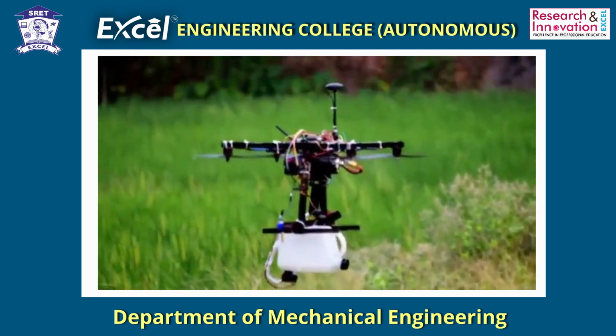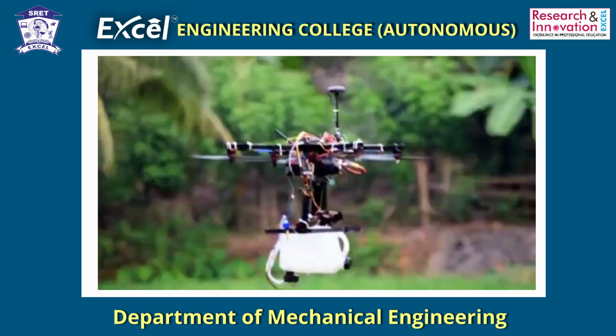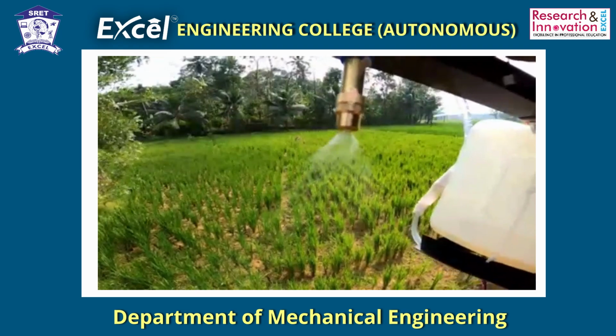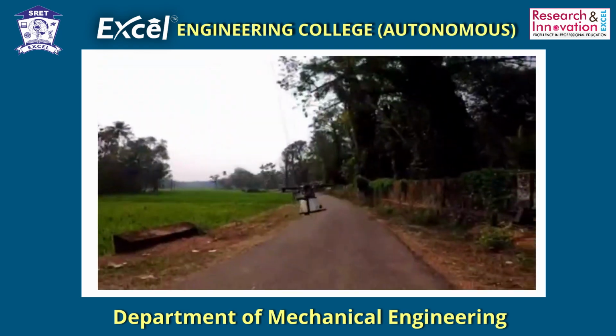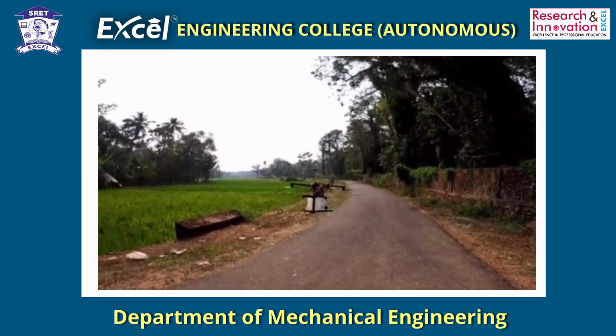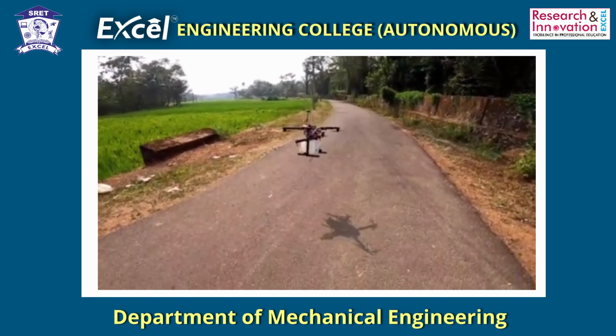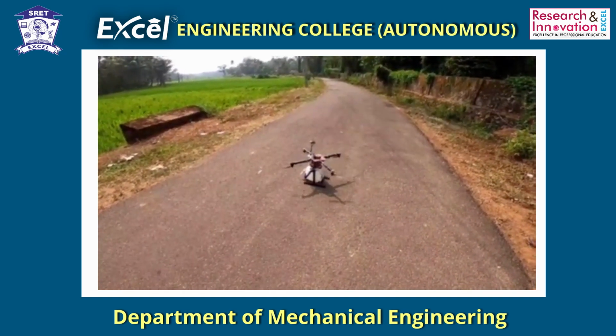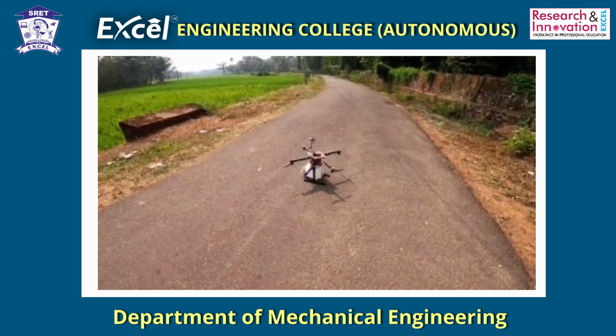After the waypoint settings, it automatically takes off, follows the waypoints and goes straight to the field. After the mission ends, the drone returns to launch, its original armed position.